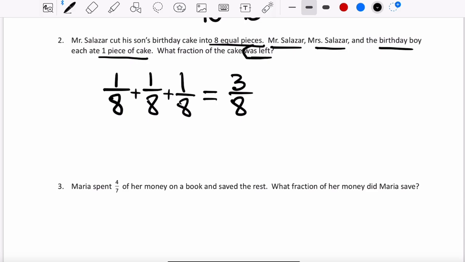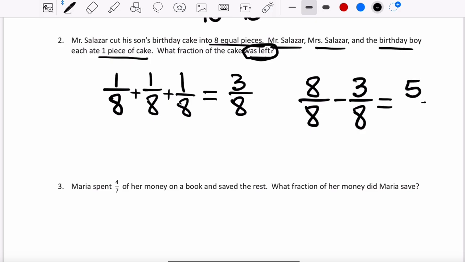So we know that they ate 3/8, but we have to find what's left. If the cake had 8 equal pieces, we know that the whole cake would have 8/8. Because the whole cake is 8/8, and we know that they ate 3/8, we can subtract those fractions, and 8 minus 3 equals 5/8. So we know that 5/8 of the cake was left.